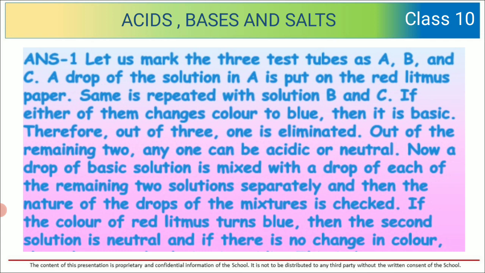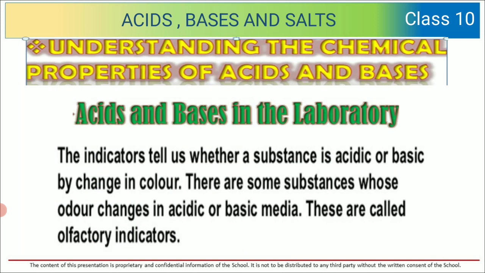Now, a drop of basic solution is mixed with a drop of each of the remaining 2 solutions separately. And then, the nature of the drops of mixture is checked. If the color of red litmus turns blue, then the second solution is neutral. And if there is no change in color, it will be acidic. In this way, children, you are going to think about each situation and write the answer.